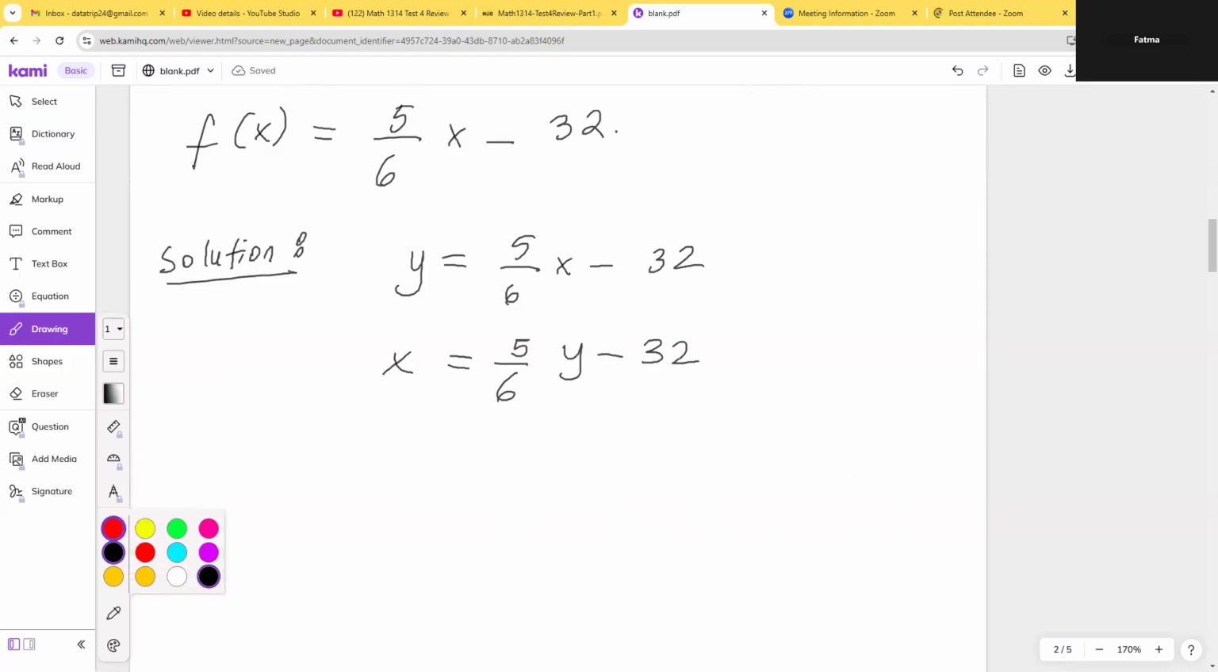If you like, you can multiply everything by 6 first to get rid of the fraction, right? If you just multiply everything by 6, this is just a 6x. And then here the top 6 and the bottom 6 cancel out, and you just get 5y. And 32 times 6 is 192. The rest of it is just basic algebra solving for y. So I'm going to add 192.